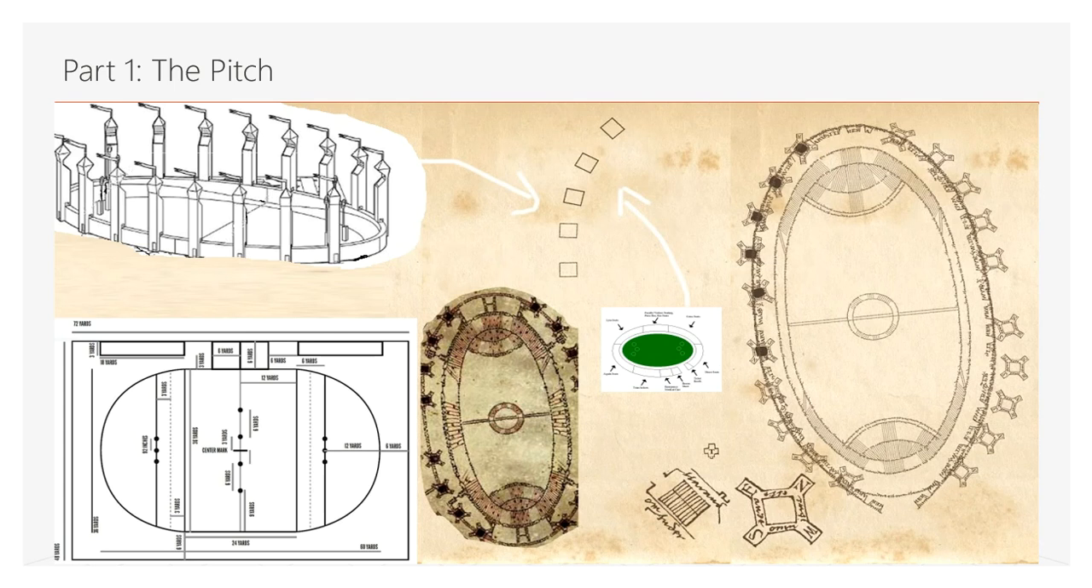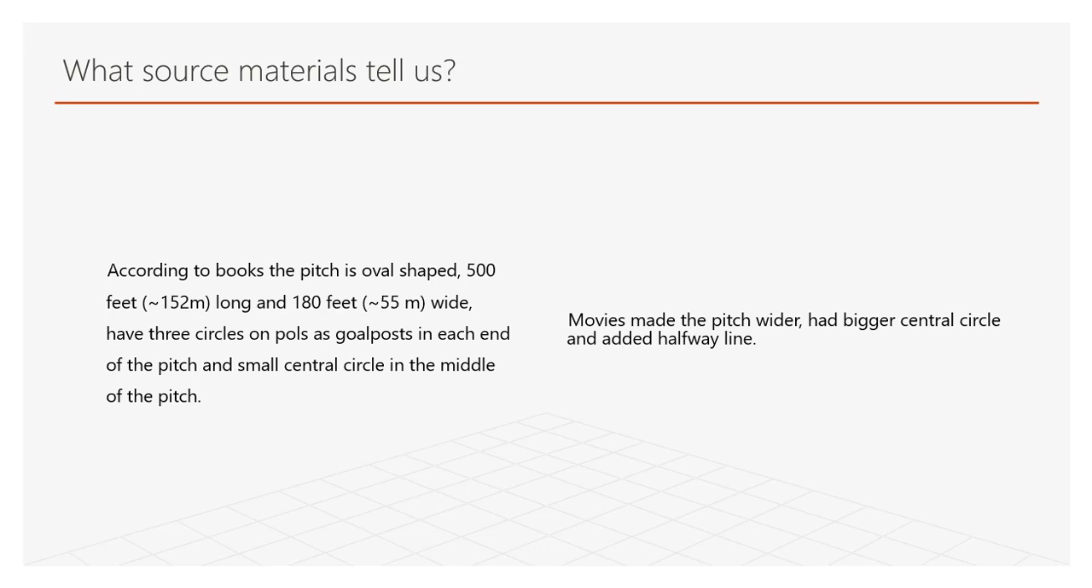As you can see in these illustrations, there are many variations and interpretations of a pitch. But regarding source materials, in the books we can find that the pitch is oval shaped, 500 feet long and 180 feet wide, with three circles on poles as goalposts at each end, and a small central circle in the middle. But in the movies, many things were changed, and the pitch included.